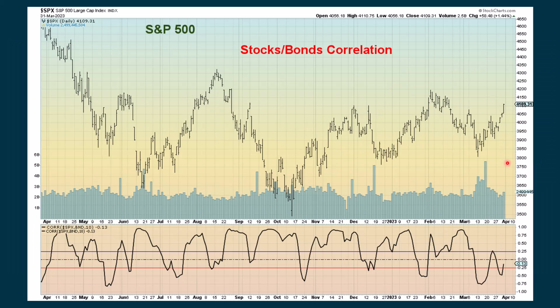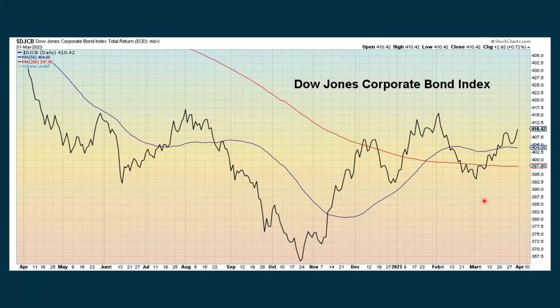Then we look at the stock to bond correlation. We're right in this neutral area right now. Getting back into March, we saw when stocks were going up, bonds were going down and vice versa. That relationship is starting to change. When we're above this red line and below this blue line, that means we're more neutral as the market could be shifting. Corporate bonds continue to be in an overall uptrend.